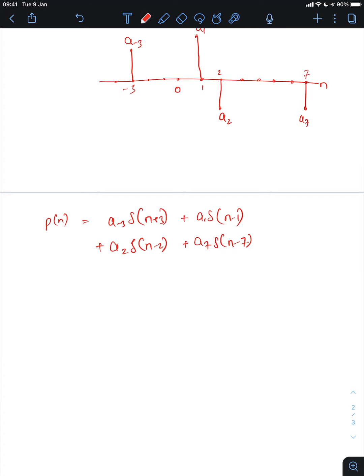Now another compact way of representing such sequences or signals is x of n equal to the summation over k from minus infinity to infinity of x of k delta of n minus k. It is a summation where only at n equal to k does the term take its value, and k varies from minus infinity to infinity.